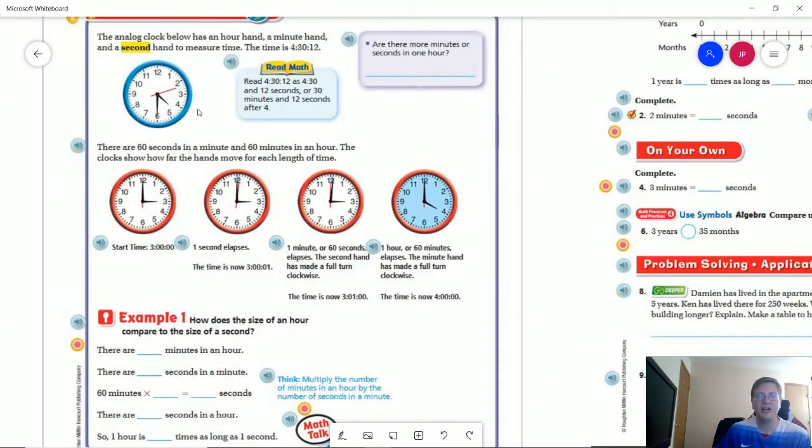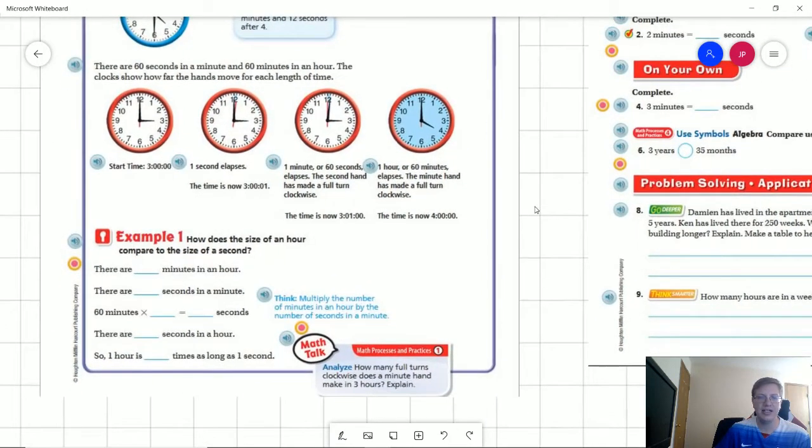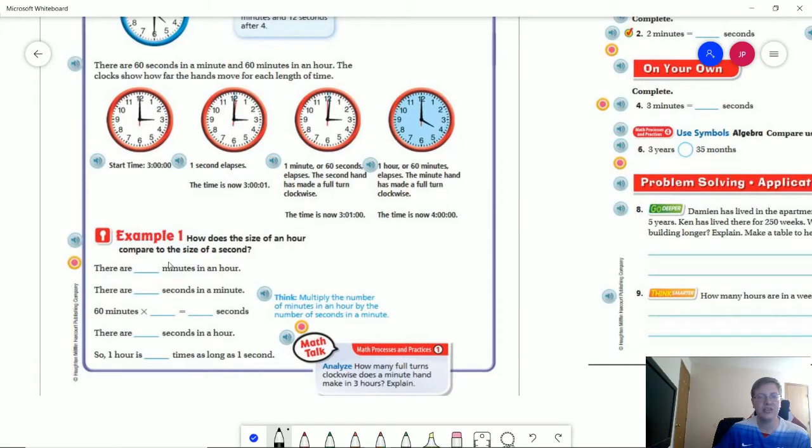So we are looking at an analog clock. They want us to talk about how many seconds there are in a minute, how many minutes there are in an hour, and we are looking at how many seconds there are in an hour. So to start with, we are going to have 60 minutes in an hour, which hopefully everyone remembers. And we have 60 seconds in a minute, again, hopefully everyone remembers that. And we can do 60 times 60.